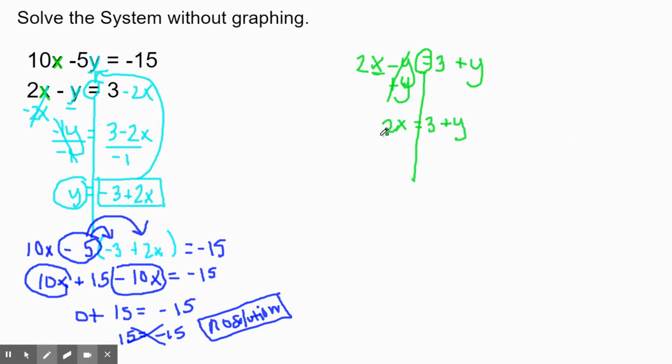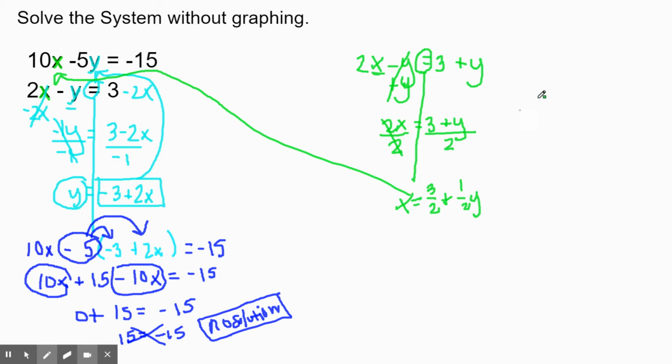So now I've got to get rid of that 2. Since they're married, I'm going to divorce them by dividing by 2. So now I have x equals 3 over 2 plus 1/2 y. So now I can plug this in all the way right here. Okay? So let's do that. So now I have 10 times, and we're going to plug in x's full name, 3 over 2 plus 1/2 y, minus 5y equals negative 15.